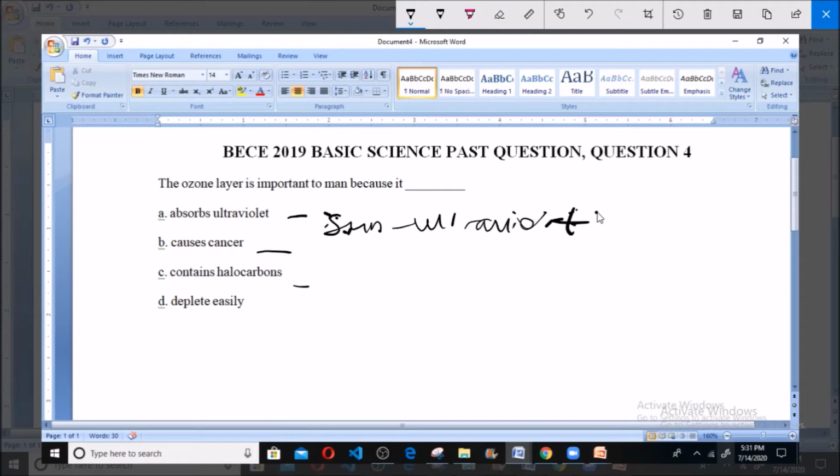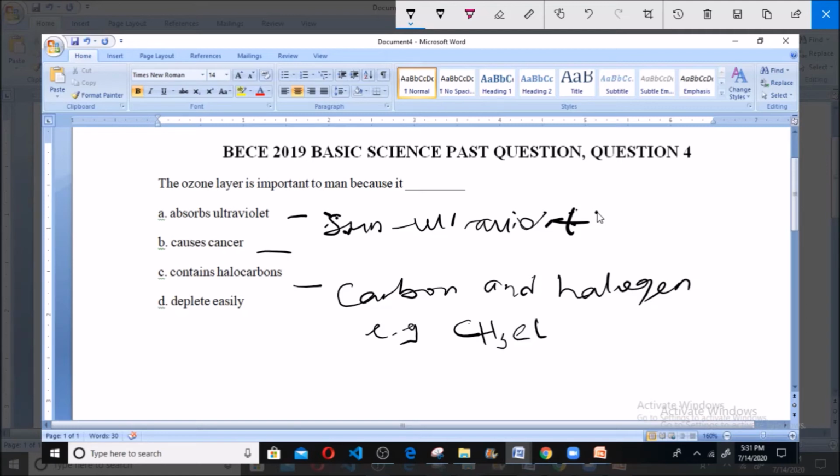Then it says halocarbons. Halocarbons are compounds that are made up of carbon and halogens. For example, like you have trichloromethane, CH3Cl. This compound is a halocarbon, but ozone does not contain this compound. It's not present in the ozone layer, so it doesn't give the ozone layer its importance.